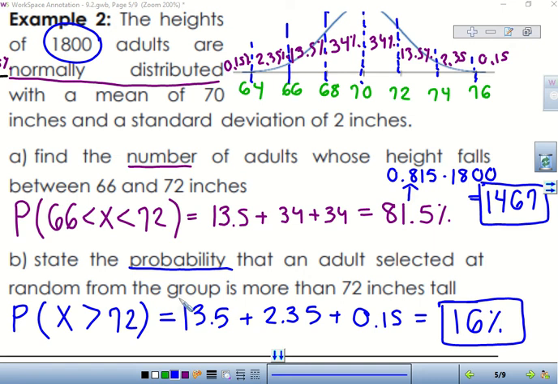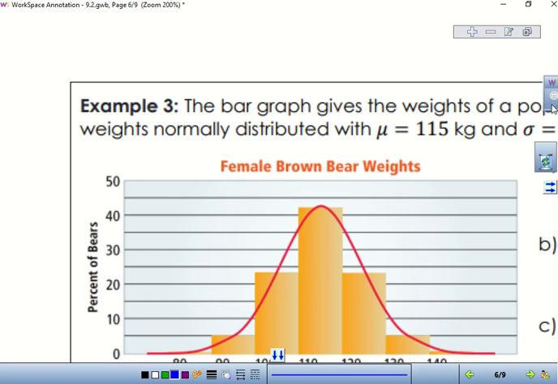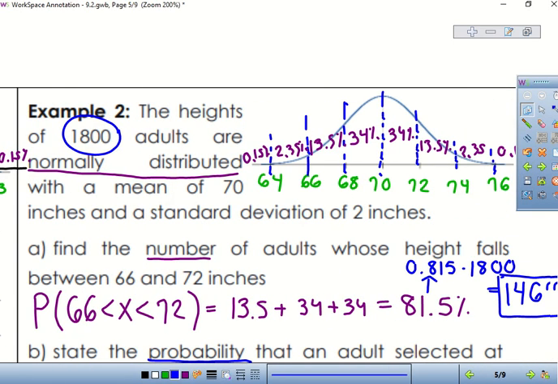So any questions so far? What do you think so far? Easy, hard? Good. Alright, so wait, was it 60%? Yeah, it's 16.